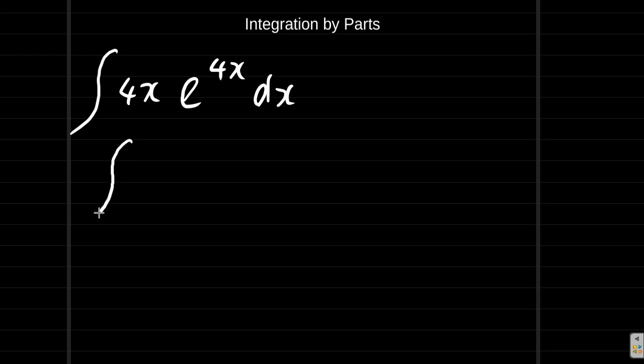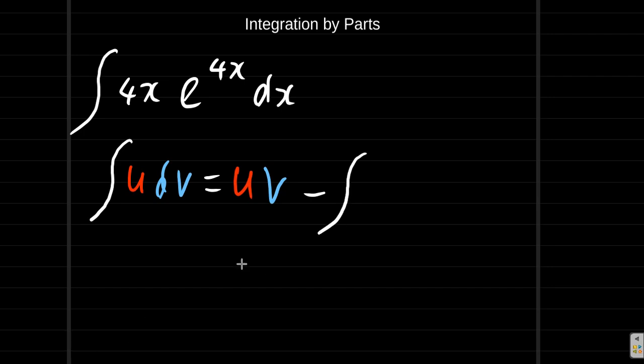It says the integral of u dv equals uv minus the integral of v du. All right. Now, which one are we going to use to represent u?